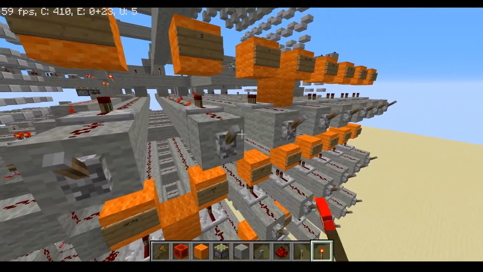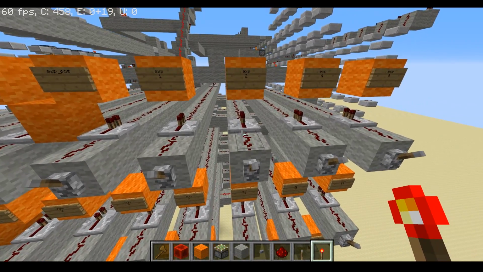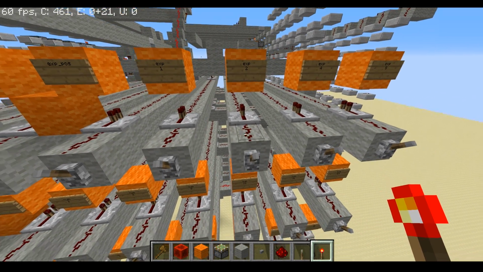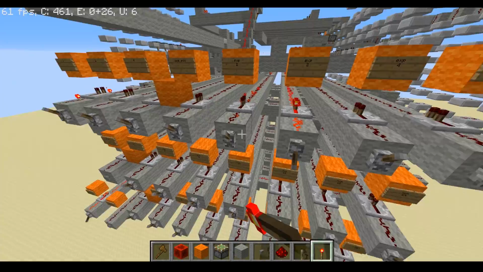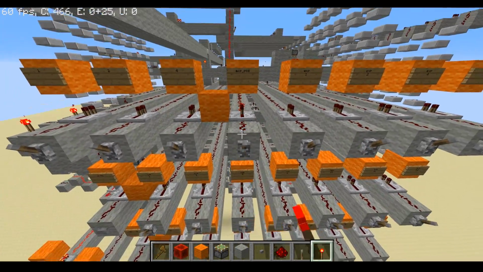This next segment right here is the exponent. So if you wanted to input like x cubed, you would put the 3 right here, because of the cubed, and this is just a positive. So if it's on, it'd be positive. If it's off, it'd be negative.